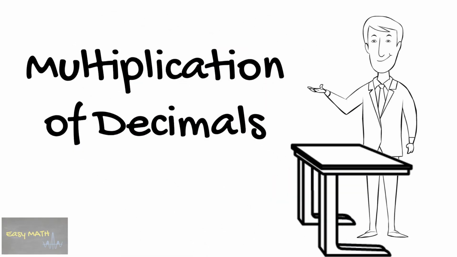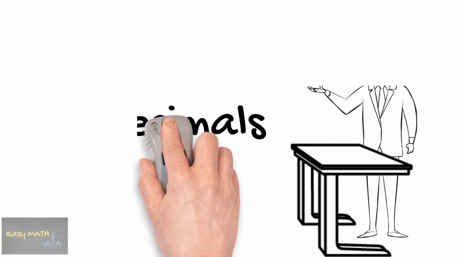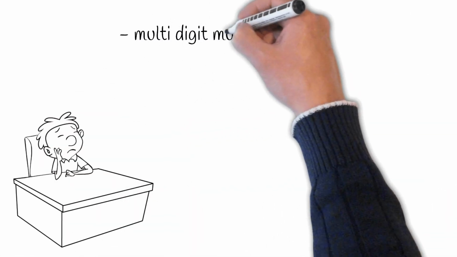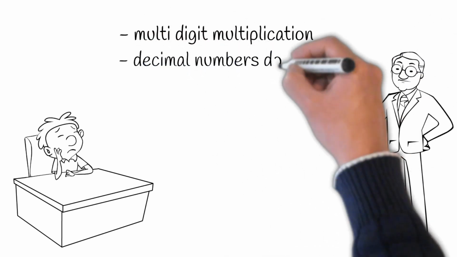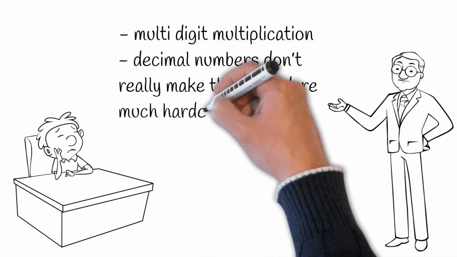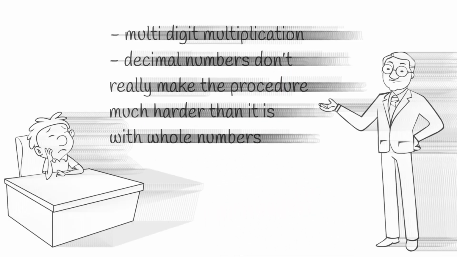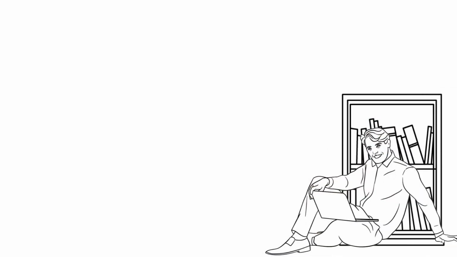In this video, we'll be talking about multiplication of decimals. Let's begin. As you know, multi-digit multiplication is more complicated because there are so many multiplication steps. But the good news is, decimal numbers don't really make the procedure much harder than it is with whole numbers. That's because there's a clever way that we can make decimal multiplication look exactly like the multi-digit multiplication with whole numbers that you already know how to do.